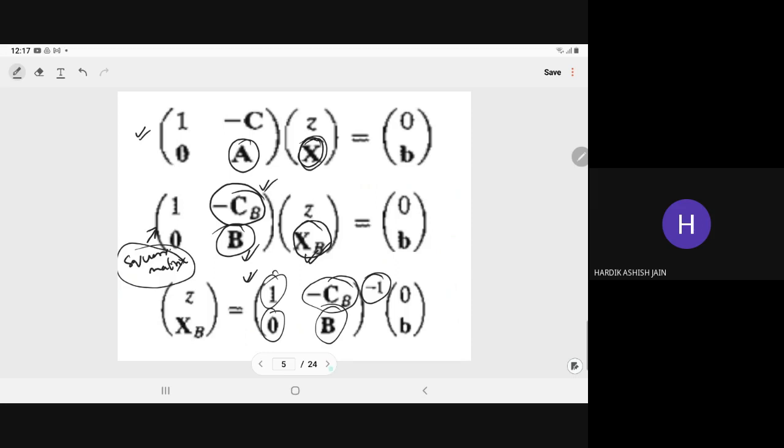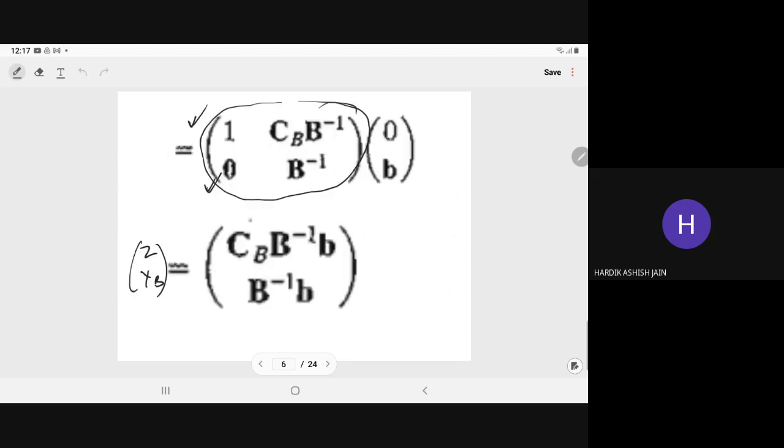The inverse of this block matrix is 1 CB B inverse 0 B inverse. So if you multiply, the first value will be CB B inverse b corresponding to Z, and B inverse b corresponding to XB. Clear now?